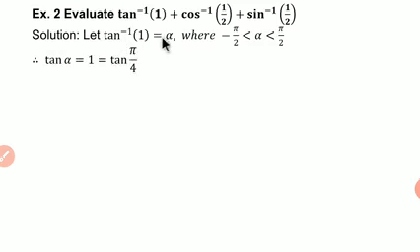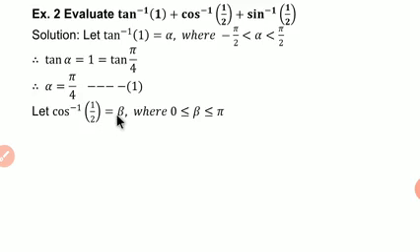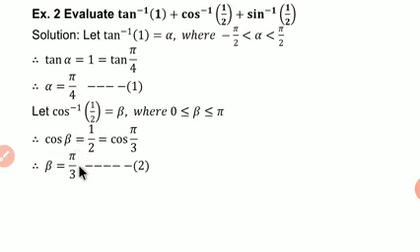Therefore, from this we get tan alpha is equal to 1, but 1 is the value for tan pi by 4. And comparing, here we get alpha is equal to pi by 4. We call this relation number 1. Let cos inverse 1 by 2 is equal to beta, where beta belongs to the closed interval 0 to pi. And therefore, cos beta is equal to 1 by 2, and 1 by 2 is the value for cos of pi by 3. And therefore, comparing, here we get the value of beta as pi by 3. We call this relation number 2.